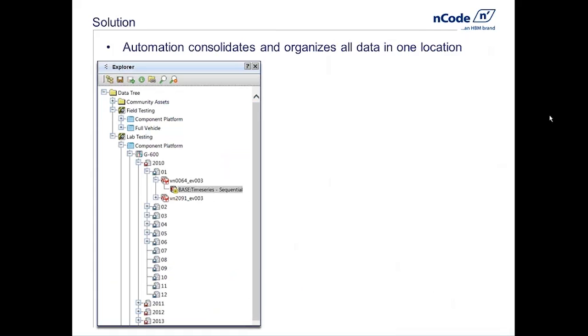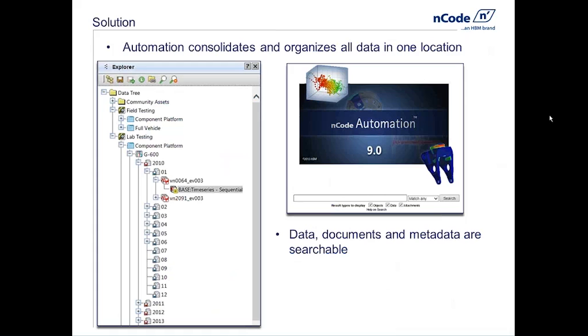Automation consolidates and organizes data into one location. Here's a screenshot of the Automation data tree, where we've got all of our areas and a structure set up in such a fashion that we can easily find our data. The important thing is Automation is a web-based tool where all the collected, stored, and analyzed data is maintained in one single location. Because it's in one location, we can also utilize the search feature of Automation to look for things like data, documents, and any metadata or information about your data. That is also searchable.